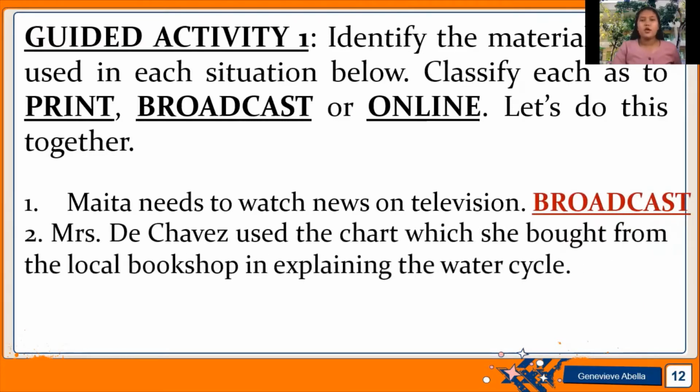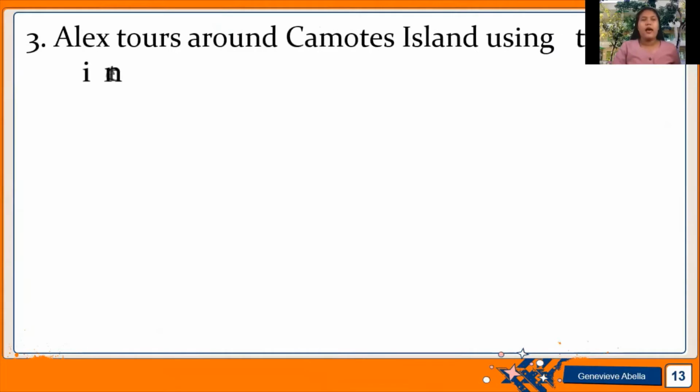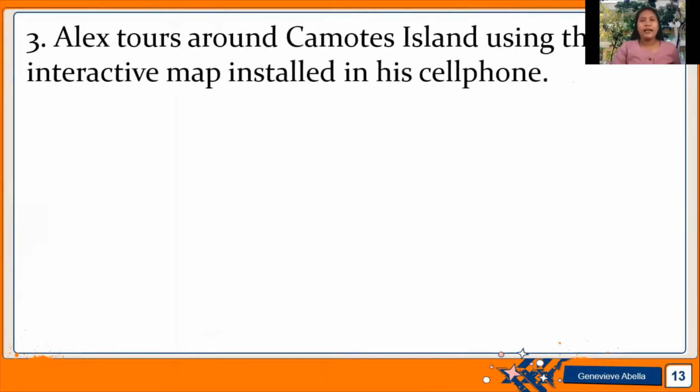Number 2. Mrs. De Chavez used the chart which she bought from the local bookshop in explaining the water cycle. What do you think is the answer? That's right, it is print. Let's proceed to the next number. Number 3. Alex tours around Camotes Island using the interactive map installed in his cell phone. What could be the best answer? Very good, that's online.